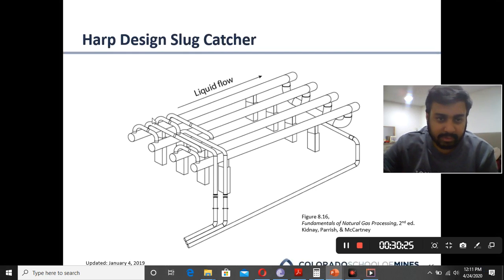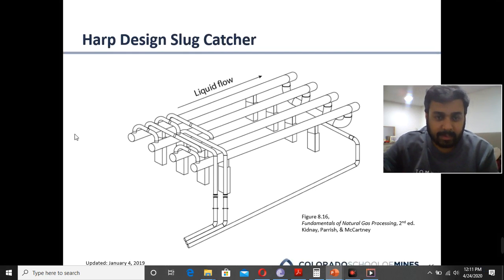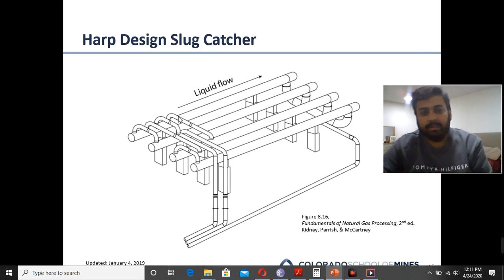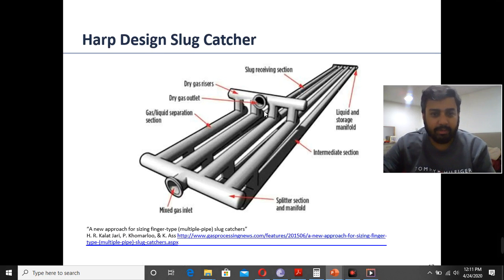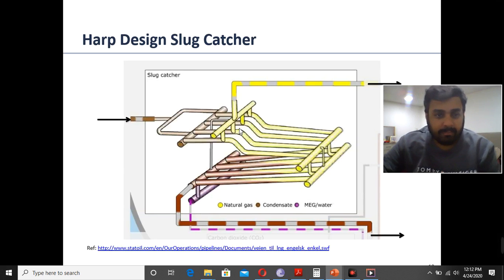You can see slug catchers are actually pipes, four different pipes. We just cross the gas from here, and if there is any liquid, it is separated from the gas here. You can see here the mixed gas inlet goes here, and then it goes through these pipes, and the dry gas comes out, and the liquid goes straight to liquid storage from here. These are the slug catchers.